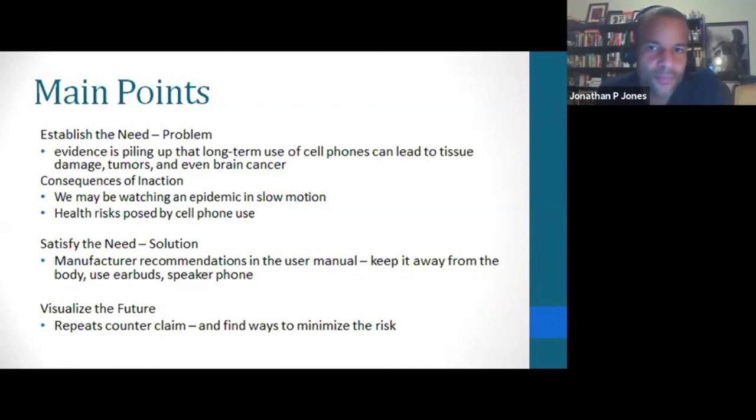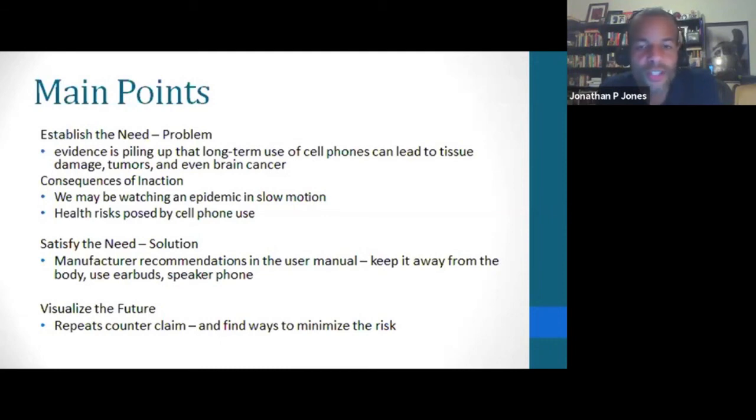So consequences of that, if we don't do something about that, we may be watching an epidemic in slow motion, because it's not like I use my phone today, I get cancer tomorrow. It takes time for it to develop, is what she's stressing here. And so there's other health risks that are posed, and this is a problem, all right?